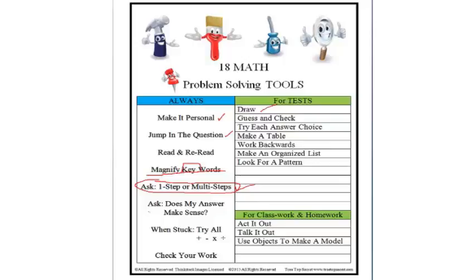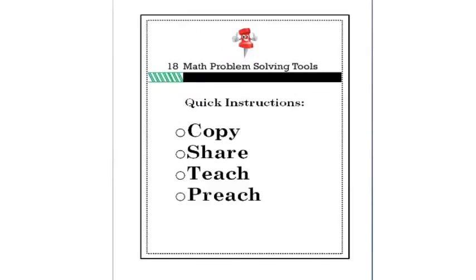When you're asking them, does my answer make sense? Or they're asking themselves, does the answer make sense? That one's pretty self-explanatory. When they're stuck, they need to try all the operations. They need to check their work. And all of these here are, again, pretty self-explanatory. But if you do have a question, send an email my way and I'll help you out. And act out, talk it out, and use objects to make a model. Those are all things that you're hopefully encouraging them to do and providing them with time to do in class. So go ahead and download the cheat sheet, copy, share, teach, and preach.